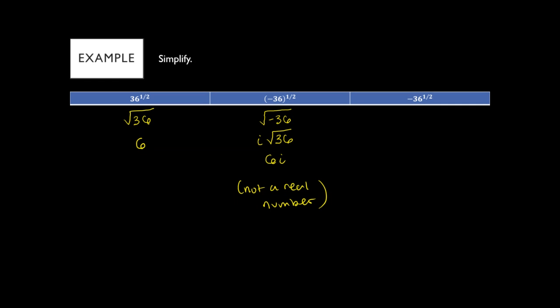The next one here, we have negative 36 to the 1/2 power. And so when that negative is not in parentheses, it's not included with the exponent. So the negative is outside of the square root in this case, if we're converting it. So the square root of 36 is 6. So this gives us negative 6. So it's important to really understand where the negative is placed, where the parenthesis is placed, because that changes your answer. You can see here it changes it from 6 to 6i to negative 6.